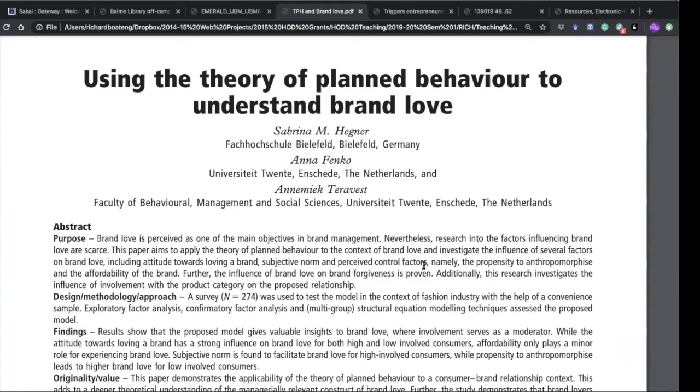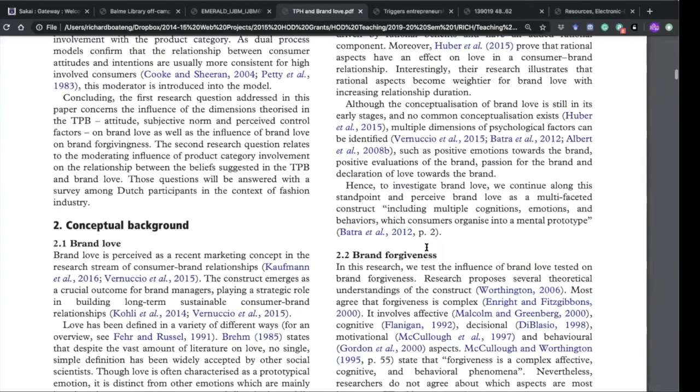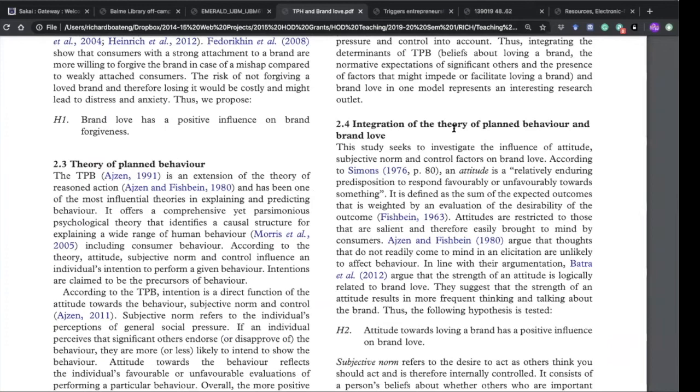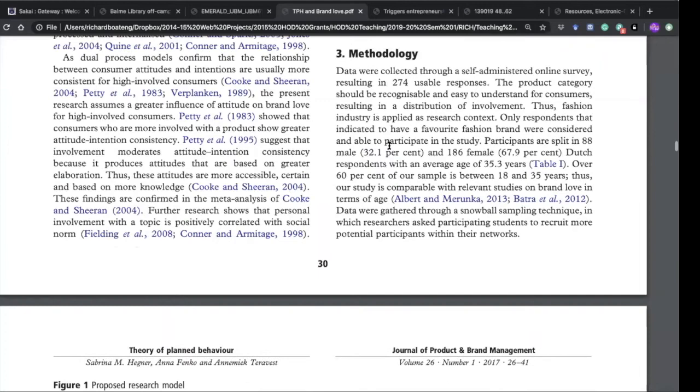So the person then goes on to discuss brand love and then brand forgiveness. Then he talks about the theory of planned behavior, then integrates the theory of planned behavior into brand love. So he has to now leave the theoretical state to come to a conceptual state, where he's linking the theory of planned behavior to the brand love concept. Then after that, he ended up coming to this particular model.